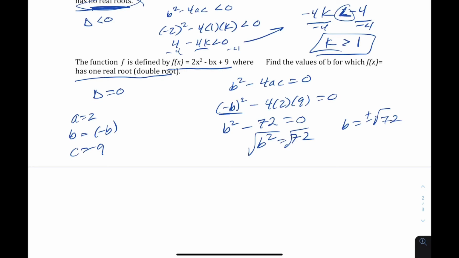I do have to break that down. So 72, that's 2 times 36. And I'm going to stop there. And the square root of 36 is 6. So it's going to be 6 rad 2. So B equals plus or minus 6 rad 2. There we go. That's the video.